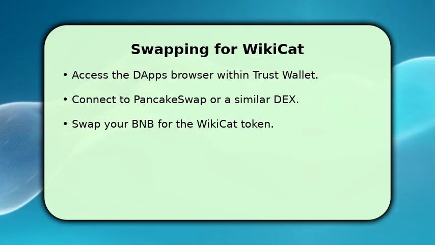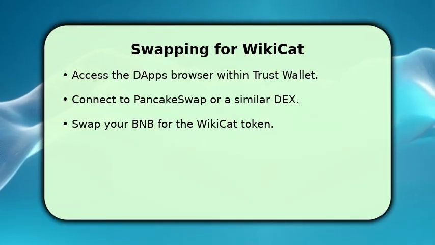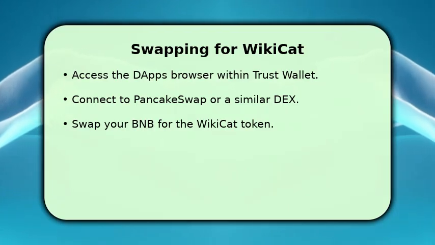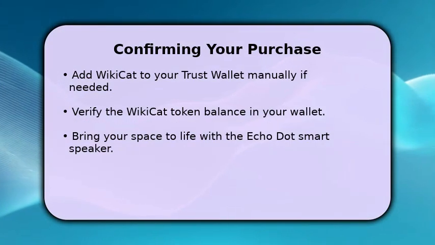You might need to paste the Wikicat contract address if it's not listed. Set your desired amount, adjust slippage if necessary, and confirm the swap. After the swap, return to your Trust Wallet.